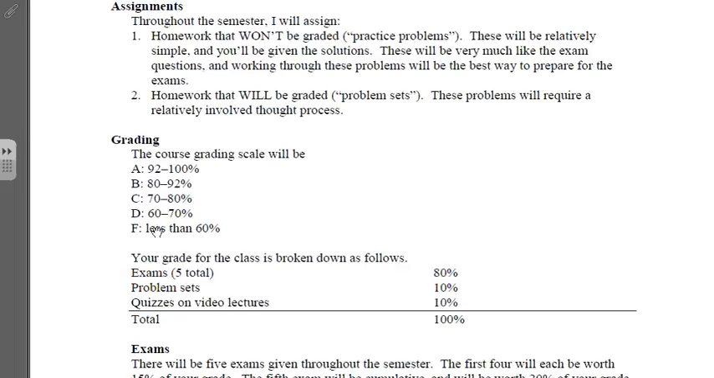Your grade for the class is going to be broken down into, I mean, the vast majority is based on exam scores, 80% total. That's split up among 5 exams. 20% of your grade is the final, a cumulative exam 5. And then 60% is split up among the other 4, so those are each worth 15% of your grade. So none of those exams are worth too huge a chunk of your grade.